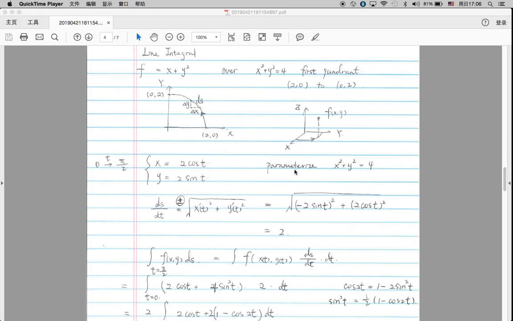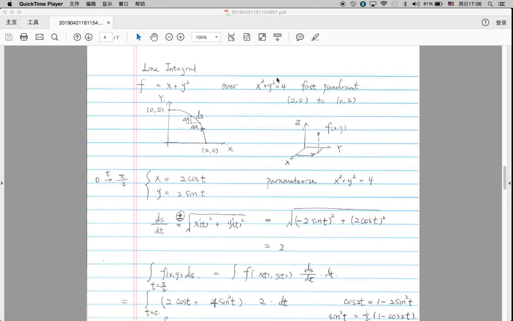So first of all, let's rewrite the function here, the curve, into individual variables. So for this curve here, we can also write in this format. So x is equal to 2 cosine t and y is equal to 2 sine t. And then we are going to calculate ds over dt. So ds dt, we can think of it as the arc length of the curve while we're moving around.